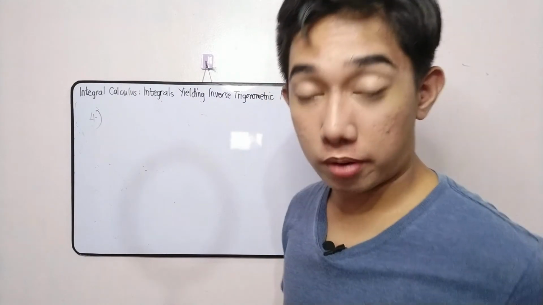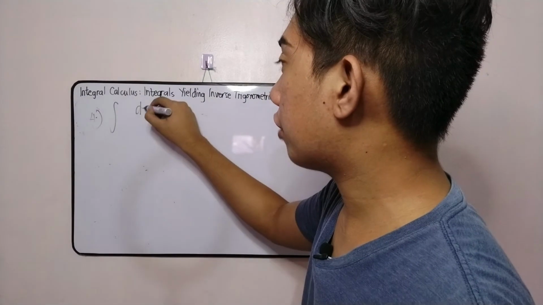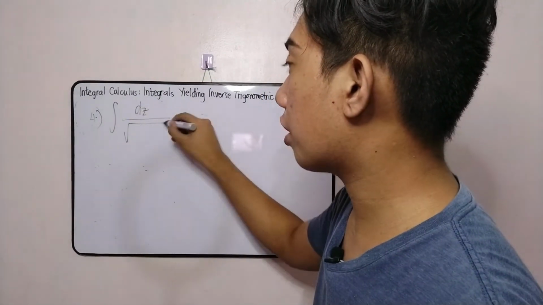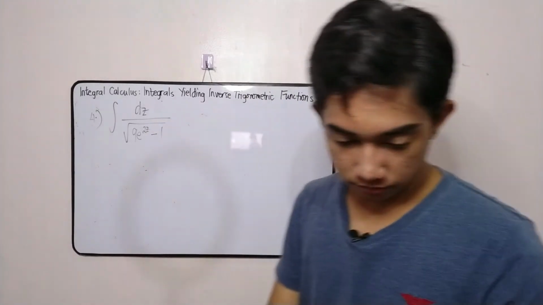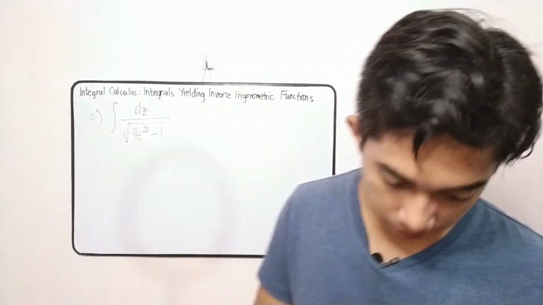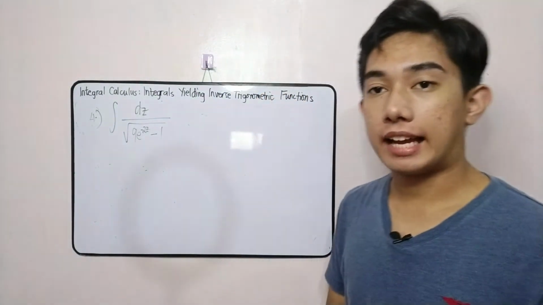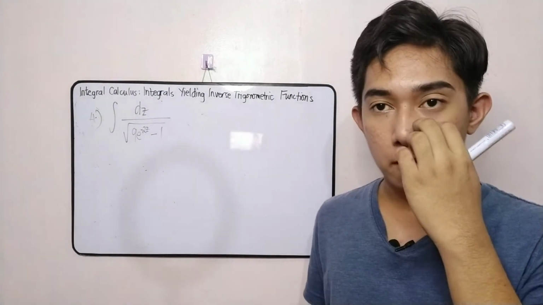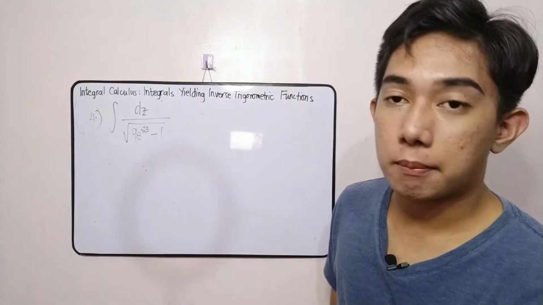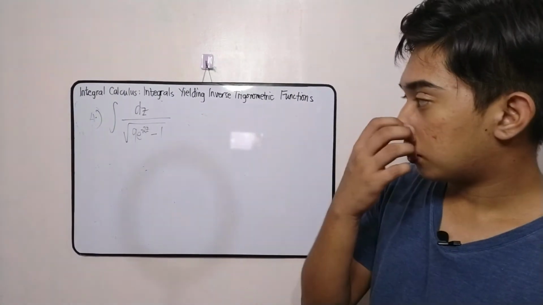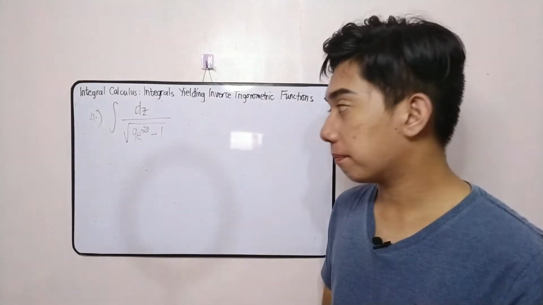Another transcendental form, para nasanay tayo. How about the integration of dz all over the square root of 9e raised to negative 2z plus 1 minus 1? So, parang merong unusual dito. So, paano natin siya gagawin?